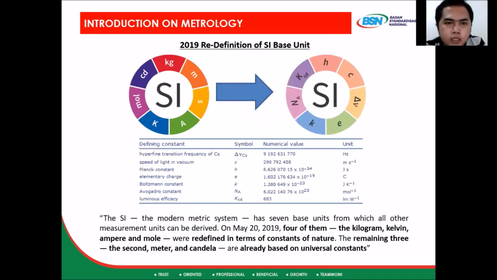So in 2019, there's the redefinition of the SI-based unit. The left is the previous and the right is the new one. The SI in the modern metric system has 7 base units from which all other measurement units can be derived. On May 20, 2019, 4 of them, the kilogram, Kelvin, ampere, and mole, were redefined in terms of constants of nature. The remaining 3 are already based on universal constants.